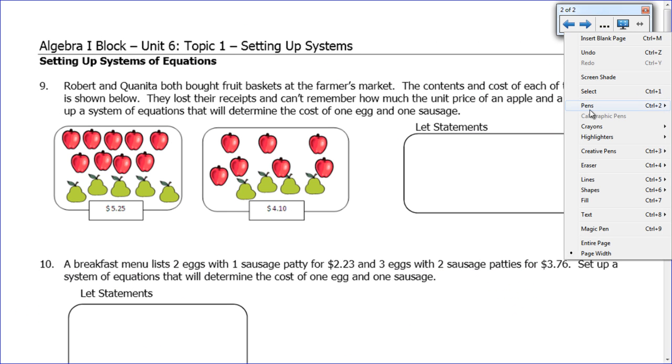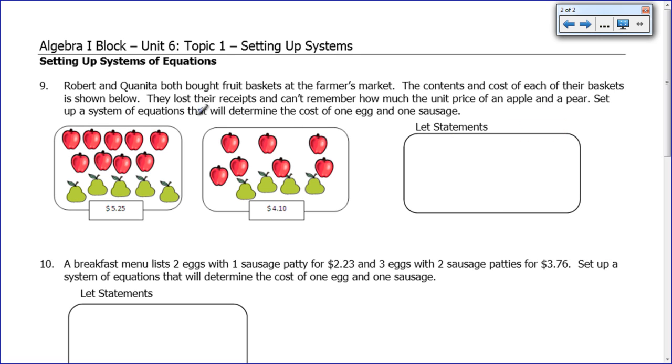So now let's just talk about writing some equations. We're going to go from some words to some equations, and then that's all we're going to do. We're not going to solve anything. So number 9, you have a picture here. Robert and Juanita both went and bought fruit baskets, and in those fruit baskets there were apples and pears. Okay, and then in the pictures it tells me how much their baskets were. We don't know how much one apple or one pear are, but we're going to write a system of equations so we can find it.